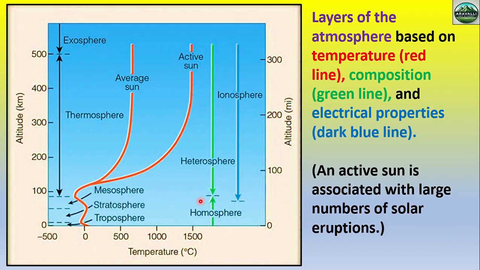On the basis of composition, there are 2 layers: homosphere and heterosphere. Up to 85 kilometers is the homosphere, which means composition is constant there, while in the heterosphere composition changes. The ionosphere is not a separate layer. It is a combination of mesosphere and thermosphere, and the maximum part of the ionosphere lies in the thermosphere. Let's discuss one by one.